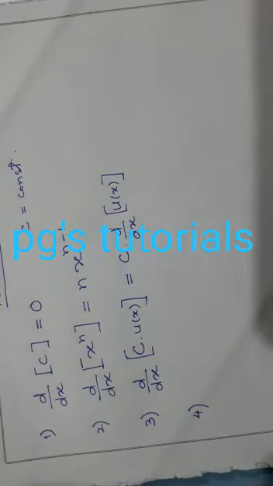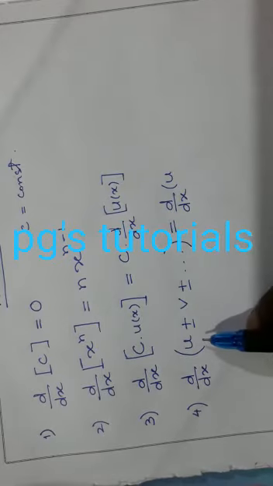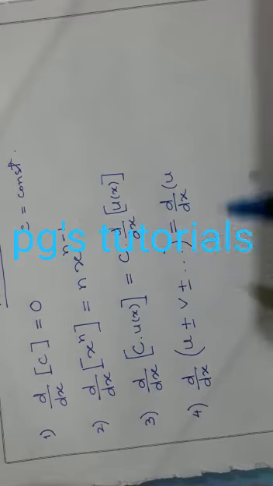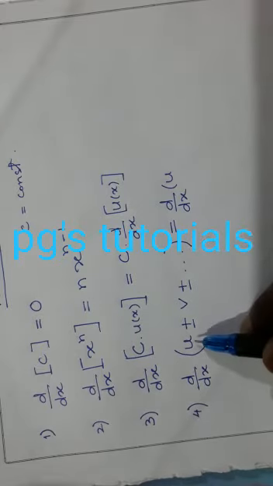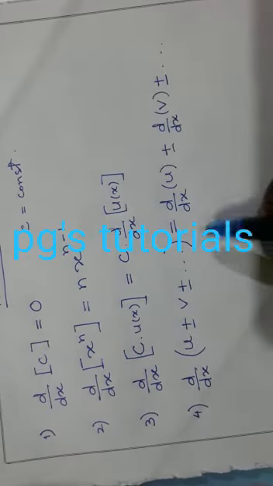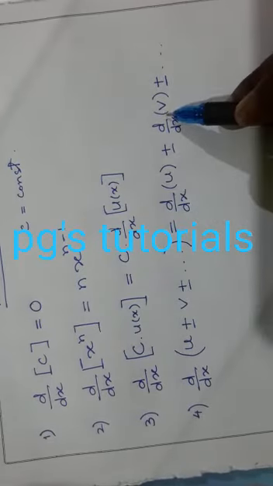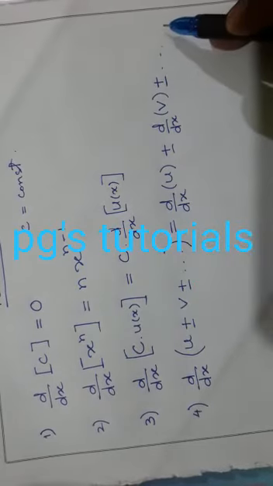Fourth formula, d dx of u plus minus v plus minus w and so on. So what we have to do, we have to separate them. So when you separate them, you will have du dx plus dv dx plus minus dw dx and so on.